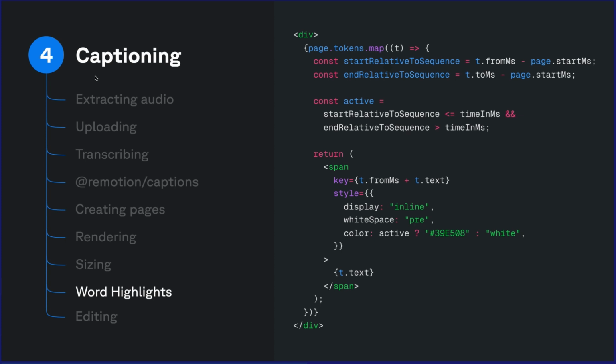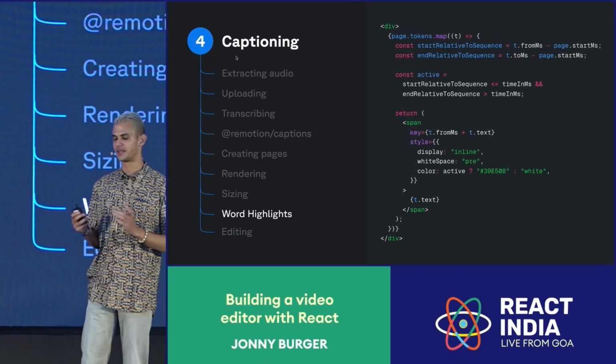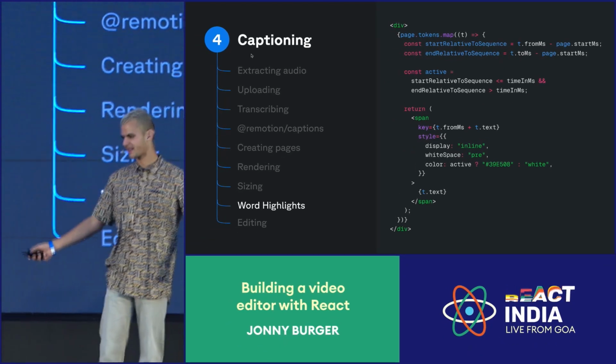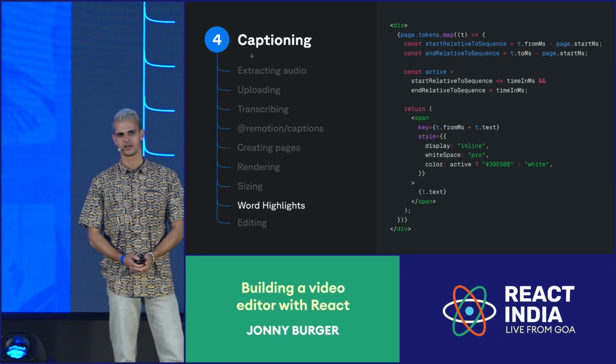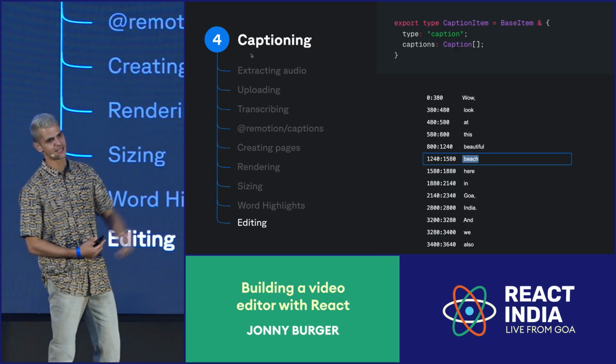If there are multiple words displayed at the same time, it is also nice to highlight the currently spoken word in a different color. I'm sure you know what I'm talking about if you have ever seen a TikTok. And this we do with this code. Essentially just checking what the current time is, and if it's the currently spoken word, we highlight it in a different color.